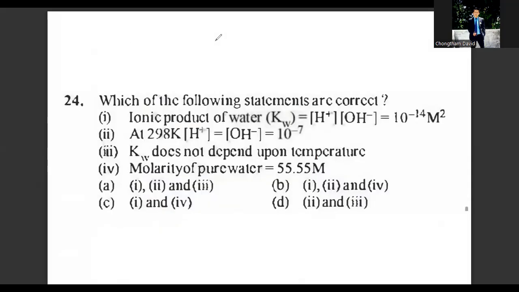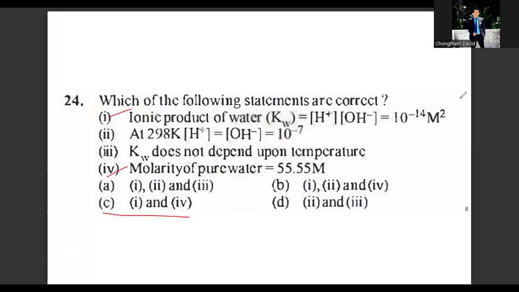Which of the following statements are correct? Ionic product of water at 298 Kelvin, yes, this is correct. Statement 2 would be wrong. And Kw does not depend upon temperature, this is wrong. Molarity of pure water is 55.55, yes, because 1000 divided by 18 is 55.55. Since Kw depends upon temperature, it is an equilibrium constant. So option C, that is 1 and 4, would be correct. So C is the answer for question 24.